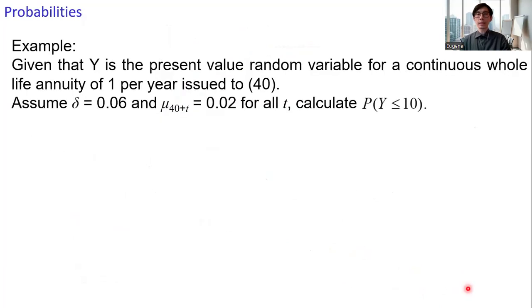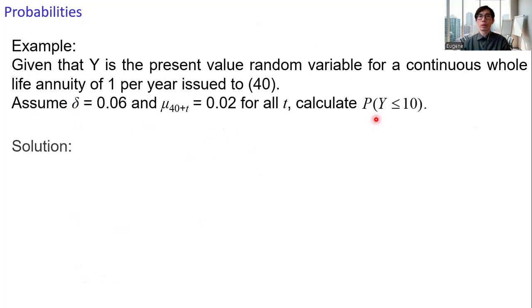All right, let's take a look at an example. Given that Y is the present value random variable for a continuous whole life annuity of 1 per year issued to an individual at age 40. The force of interest is 0.06. The force of mortality is a constant, 0.02. We want to calculate the probability that the present value Y is less than or equal to 10.